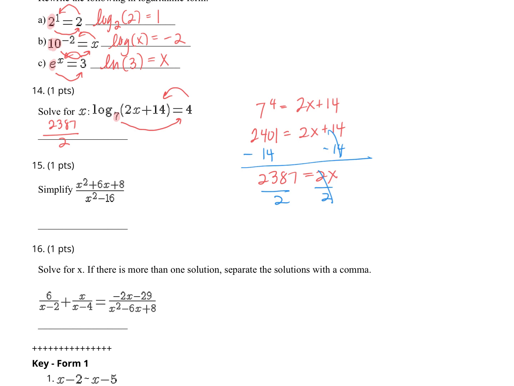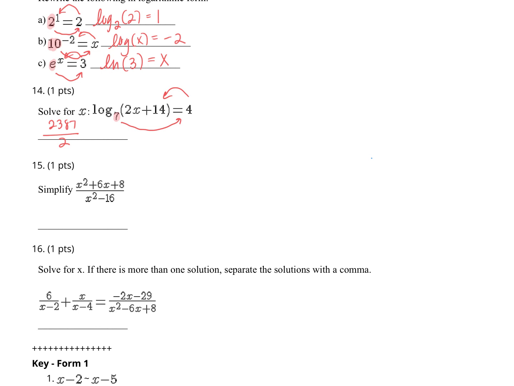All right, number 15, simplify. So we want to factor both the numerator and the denominator and cross out any common factors. So in the numerator, we're going to have x and x. It has to multiply to get 8 and add to get 6. So let's try 4 and 2. That will work. And then the denominator is a difference of squares, so it will be x plus 4, x minus 4. The x plus 4s are in common, so we would cross those out. And our simplified version would be x plus 2 over x minus 4.